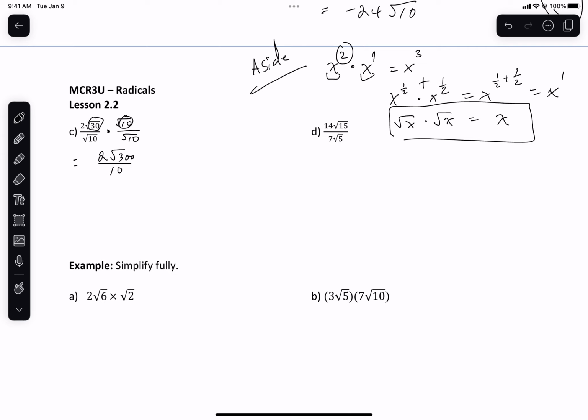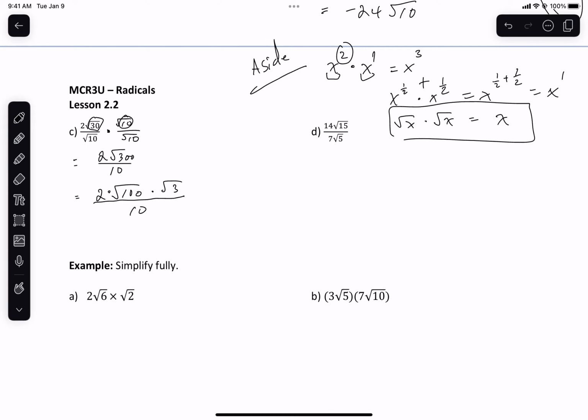Okay, again, we're looking for, ideally, the biggest perfect square rootable number times something else to get me to 300. So there's one jumping out in my head right now. It might not be jumping out in yours. Owen? 100. 100 times 3 would give you 300, right? So if I could rewrite the numerator like this: 2 times the square root of 100 times the square root of 3, all divided by 10.